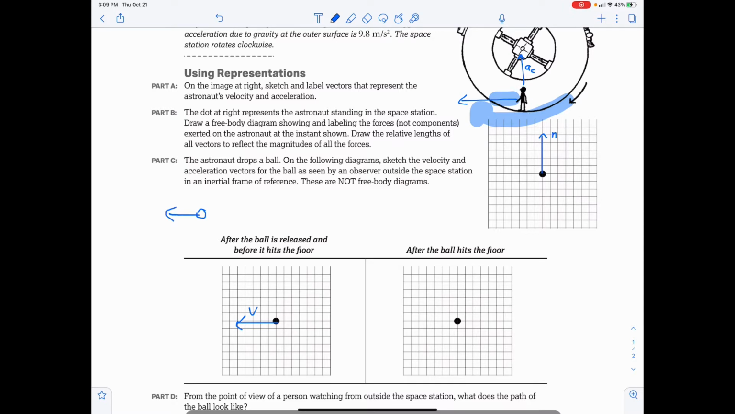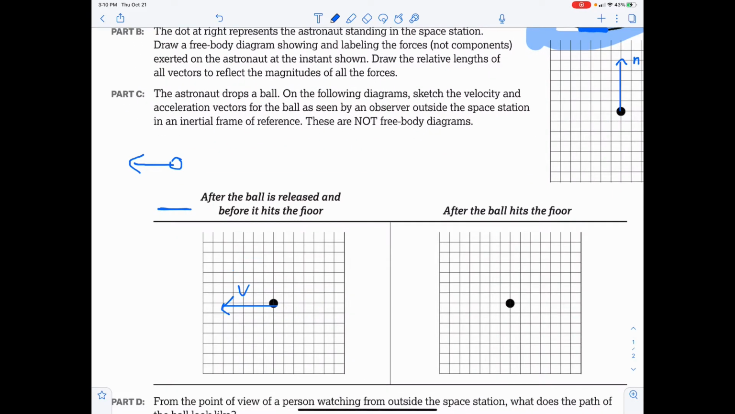Then what's going to happen is the floor of the space station is right here beneath the astronaut. I'll draw that in blue right here. That floor is then going to rotate to this point right here, and it's going to cause the ball to ricochet upward off the floor. So in the beginning here, there's no acceleration acting on the ball because there's no gravity on the ball. The ball is just simply in motion at a constant speed, and it's going to remain in motion. That's Newton's first law.